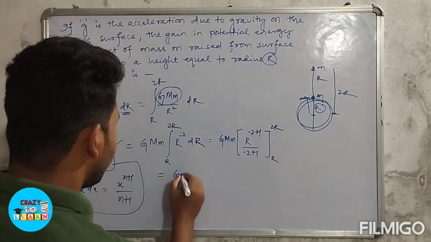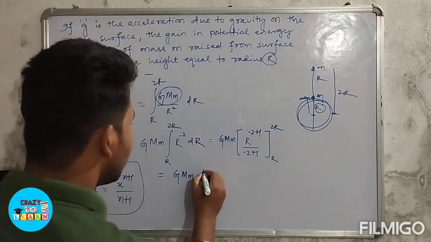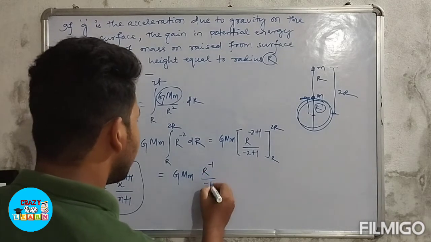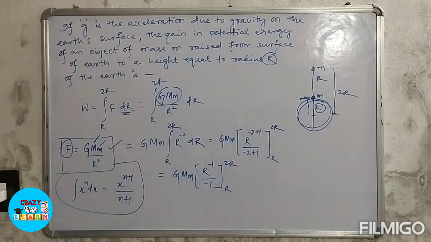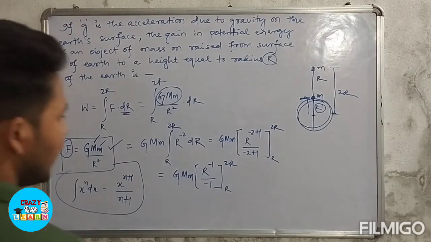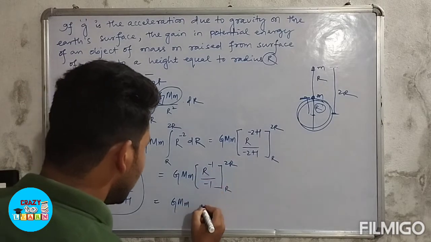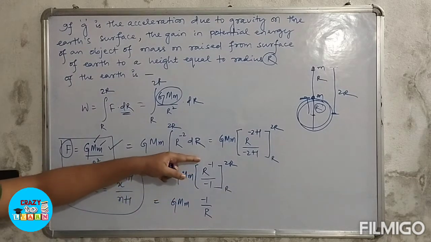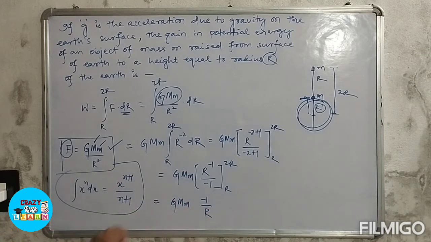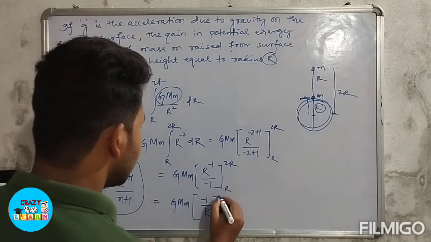What will you get? Capital G, capital M, small m, r power minus 2 plus 1, it will be r power minus 1 divided by minus 1, from capital R to 2R. Okay, so we can write this term as capital G small m, minus 1 by capital R. Okay, r power minus 1, when we take it from numerator to denominator, the power will be plus 1, we can write simply r, and minus 1, when we move the denominator to numerator, we will get minus r.